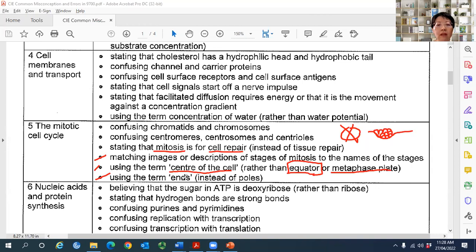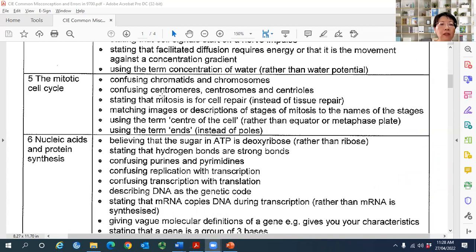Using the term ends. What do you mean by end? The sister chromatids separate to opposite poles, not to the two ends of the cell. The two ends means here and here. What is the name given here? Pole. Use the word pole. So whatever names you have not learned, you still have time to learn, so you can score full marks for every question, and therefore you score A star. Can or not?